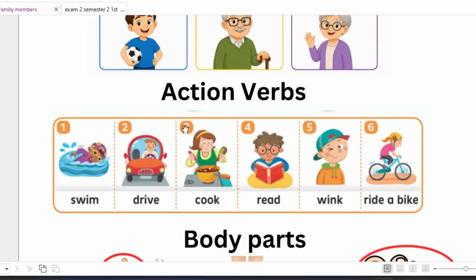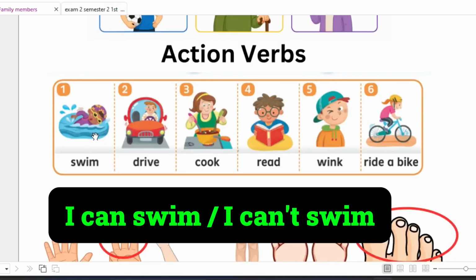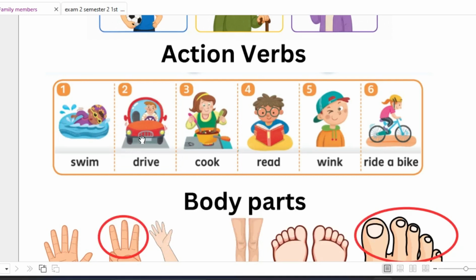Okay, and we have the action verbs. Swim. Can you swim? Yes, I can, or no, I can't. I can swim. I can't swim. Drive. Can you drive? Yes, I can drive, or I can't drive.